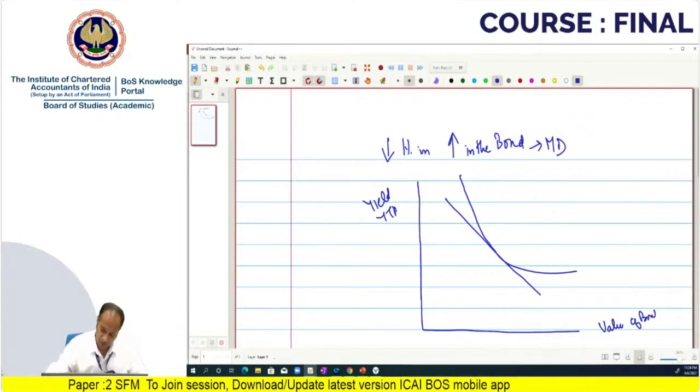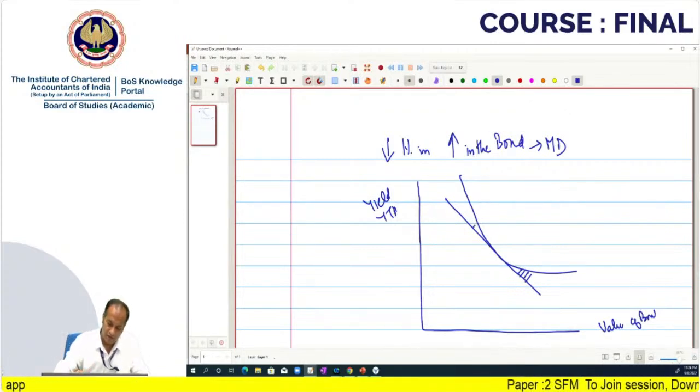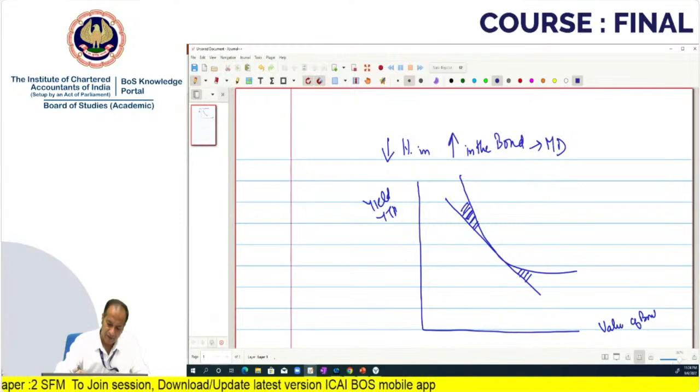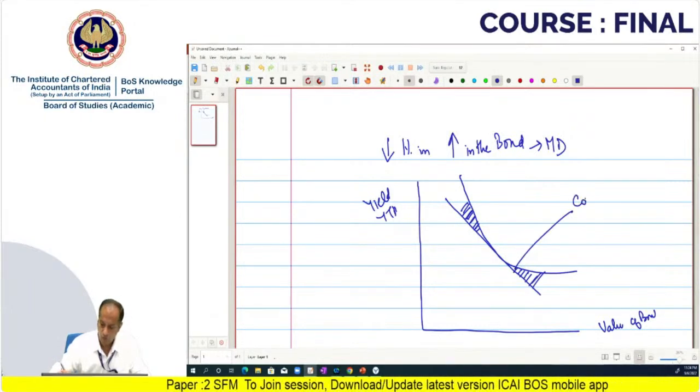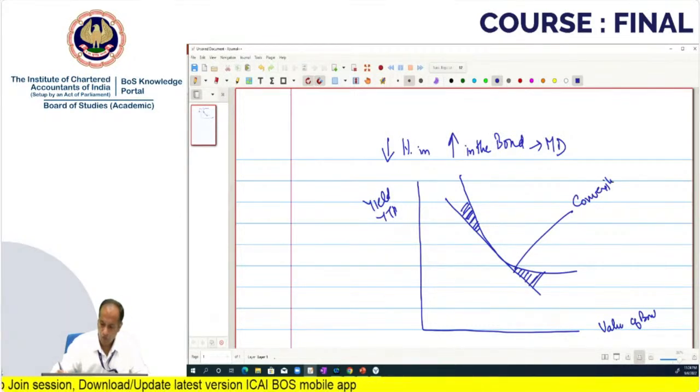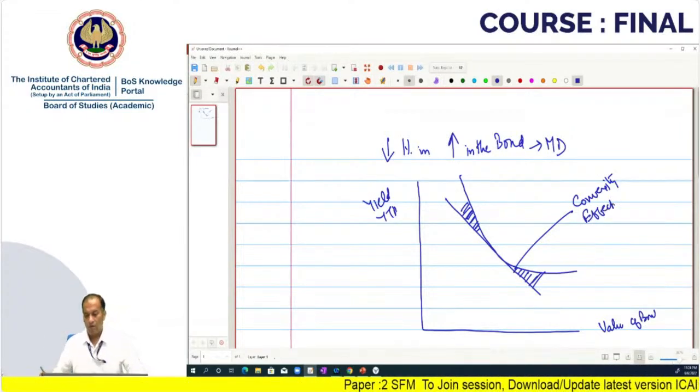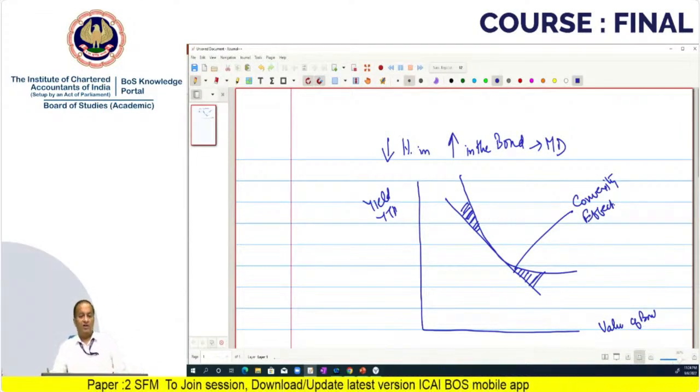Okay, so what happens, this area is called convexity effect. This difference is called, this is called convexity effect.